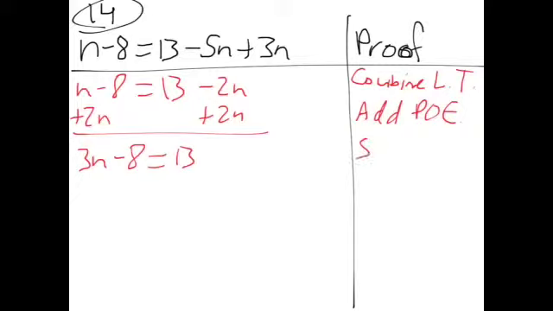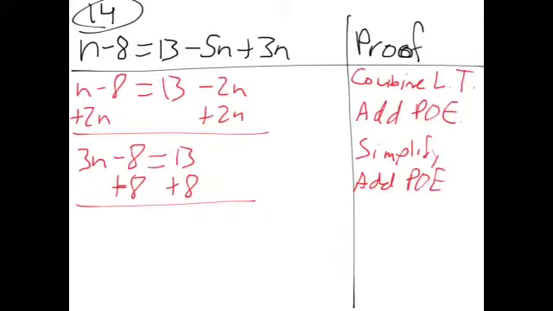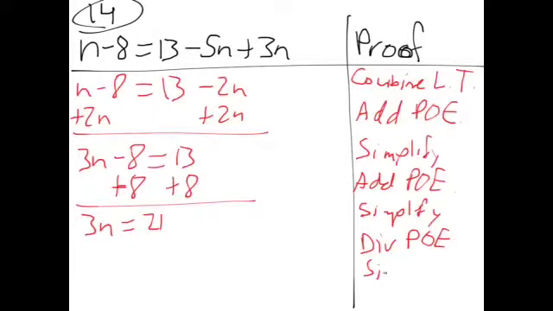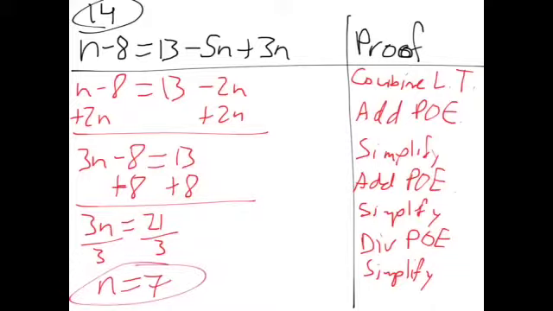And what lets me do that is simplify, or the simplification property. And now I'm going to add 8 to both sides. And what lets me do that is the addition property of equality. And if I simplify, I will have 3n equals 21. So that's to simplify. But if I then divide, or use the division property of equality, and then simplify, I will be at my end here. So if I divide both sides by 3, and then simplify to n equals 7, I will be done.